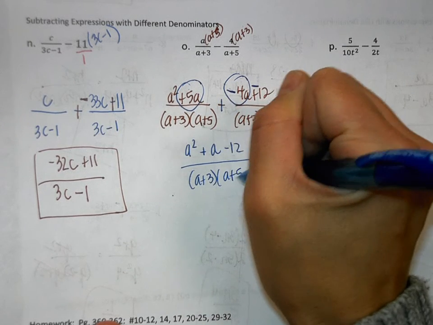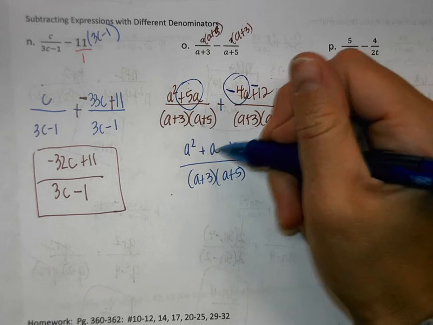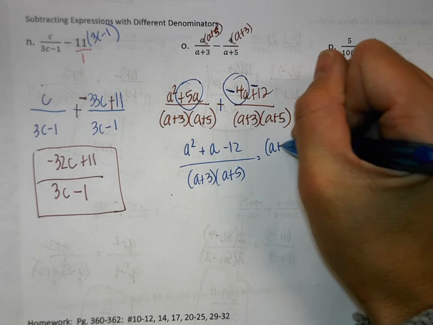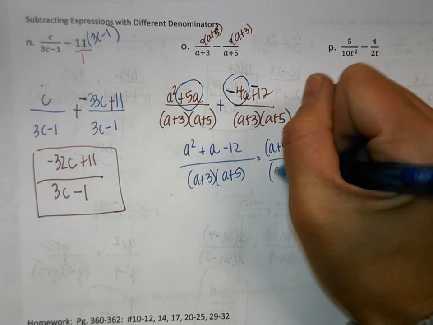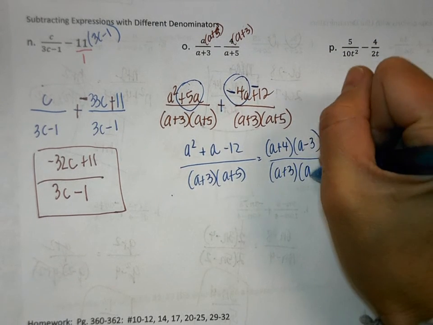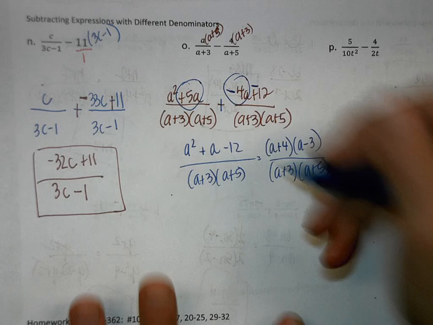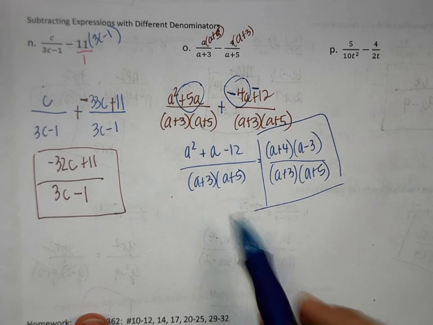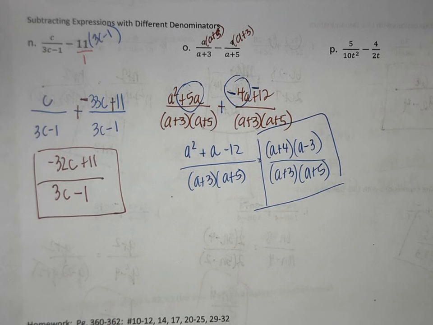Now, can this be factored? Yes. Okay, and so what multiplies to be negative 12 and adds to be 1? Positive 4, negative 3. Good. A plus 4 and a minus 3, and that's over a plus 3, a plus 5. Nothing cancels that. You did a lot less work than I did. Okay? So that's my answer. But it could also be in this form, and it could also have this multiplied out too, right? Okay. All right, do we have questions on that one?